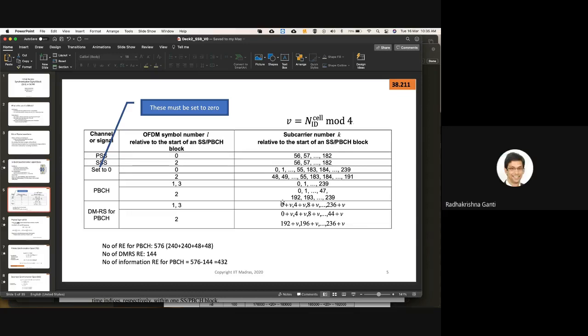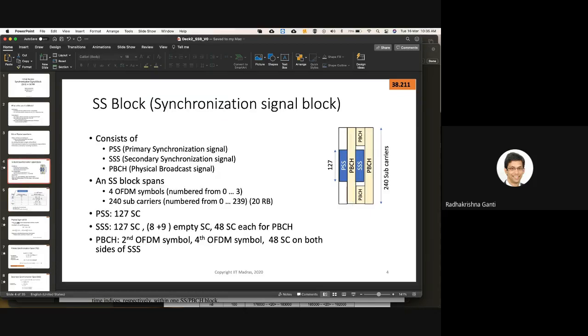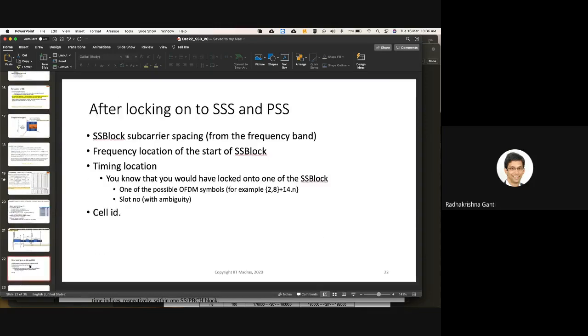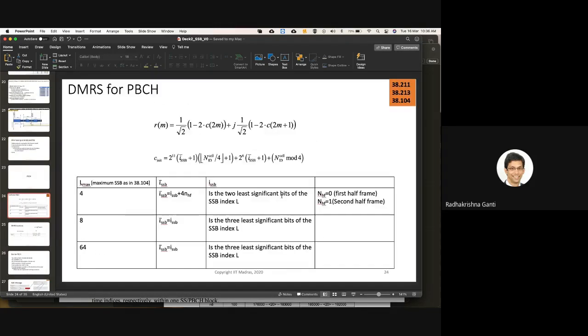So the DMRS is present in quite a number of places, and the DMRS sequence will be filled like this. We'll get into DMRS in great detail later, sir. For now, what we have to understand is that the OFDM symbol index becomes part of the random seed generator for the DMRS.